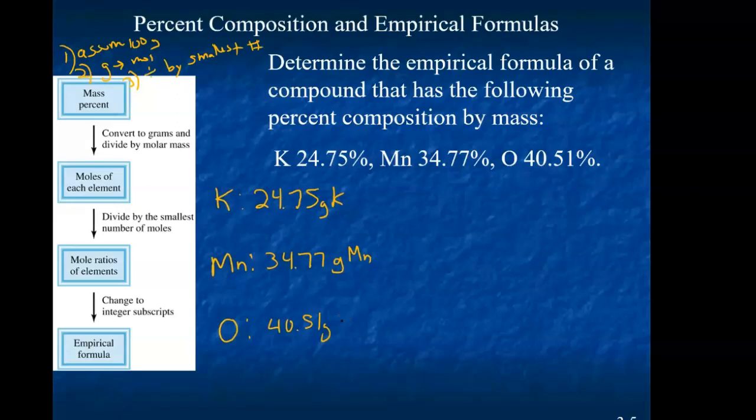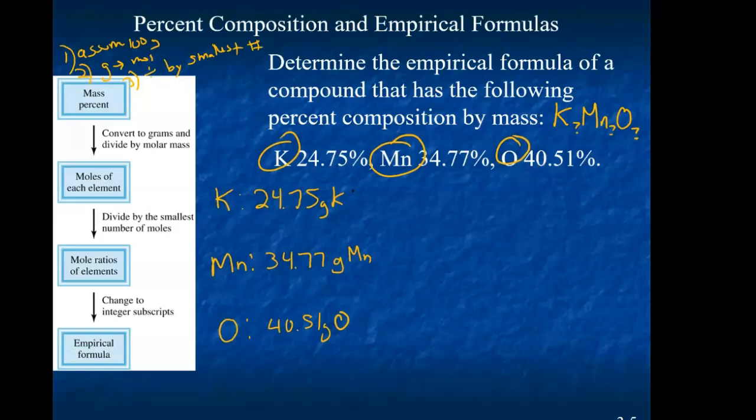Now remember, this O is not diatomic, right? It is not by itself. It is part of some kind of compound. So we have K, some number, Mn, some number, O, some number. Those must be question marks, right? So it's not diatomic because it's not by itself in this case.